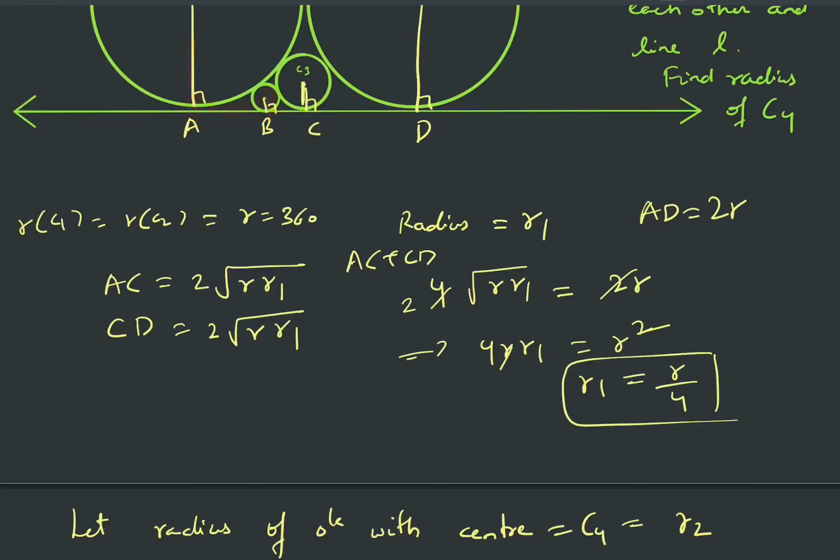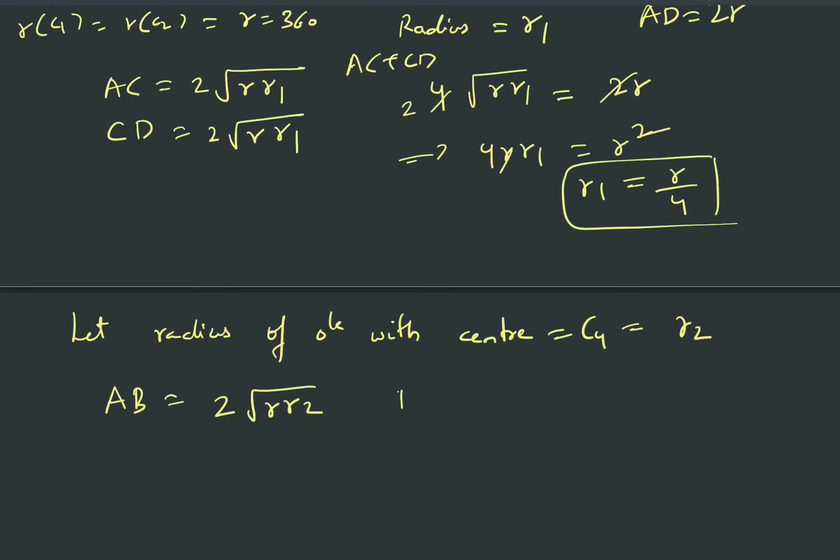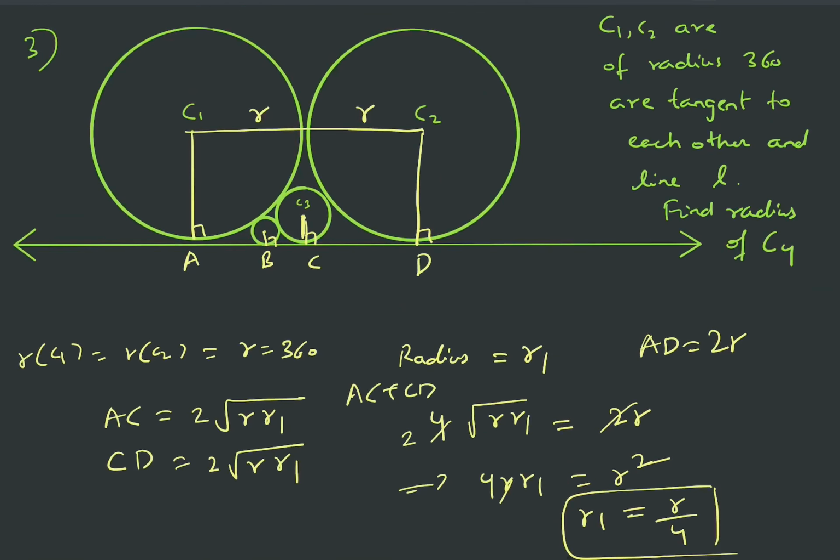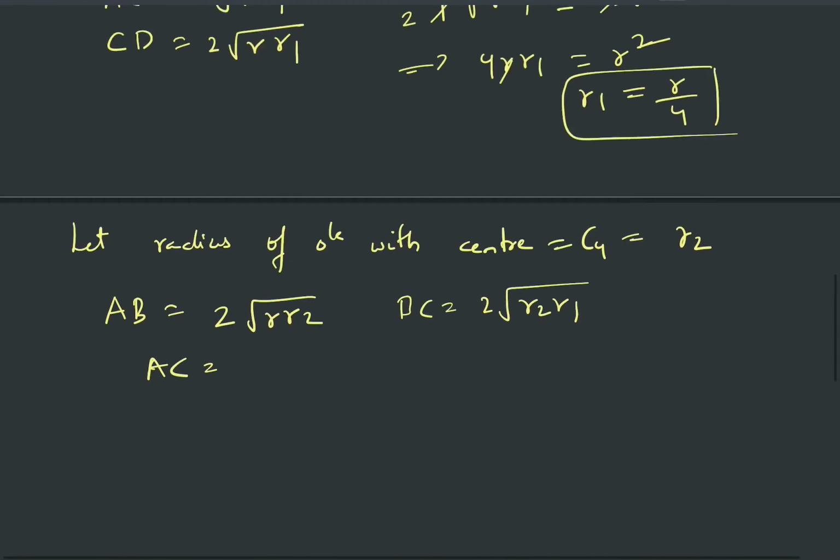And similarly BC, just let us use BC. BC is nothing but 2 root R2 times R1. So BC is 2 root R2 R1. And AC is nothing but R, right? AC is nothing but R, because since these two circles are equal, by symmetry you can say that C will be the midpoint. So AC is equal to R.